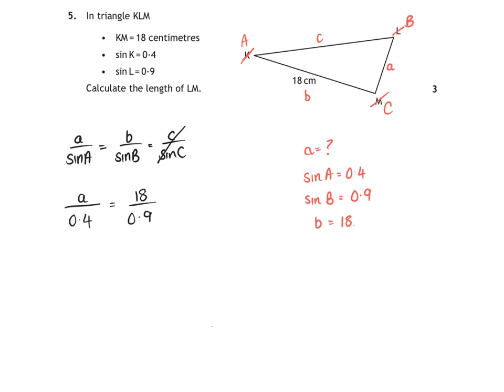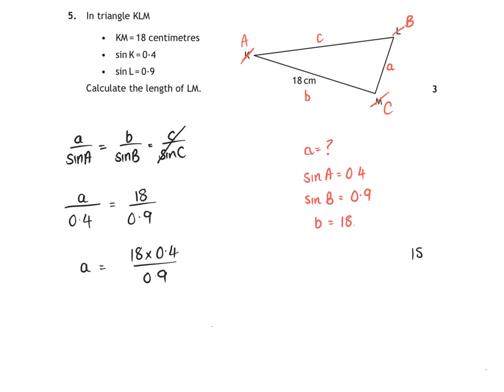Okay, so now we need to rearrange to find A. So we multiply both sides by 0.4. So we get A is 18 times 0.4 over 0.9. Okay, so this is a non-calculator paper, so we've got to be able to do this without our calculators. So, multiplying 18 by 0.4, how do we do it? The way to do it is to times by 4 and then divide by 10.